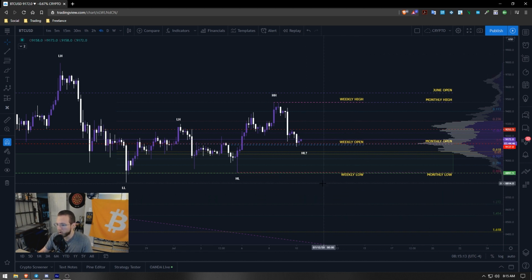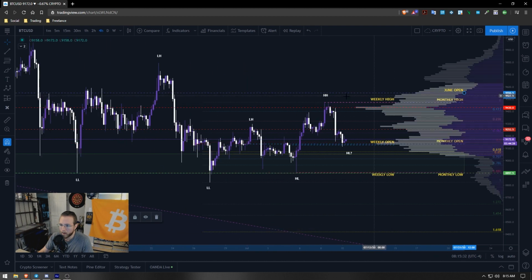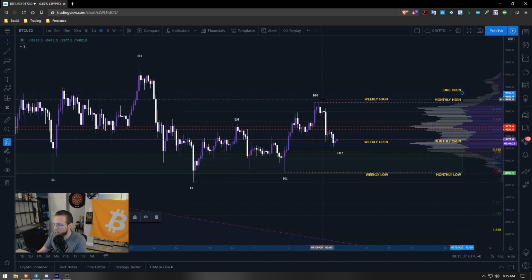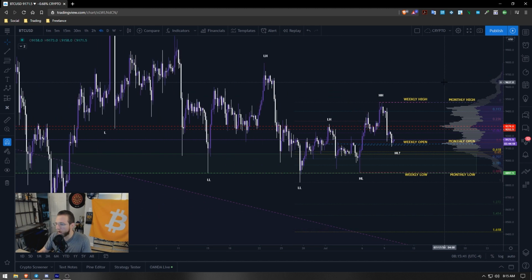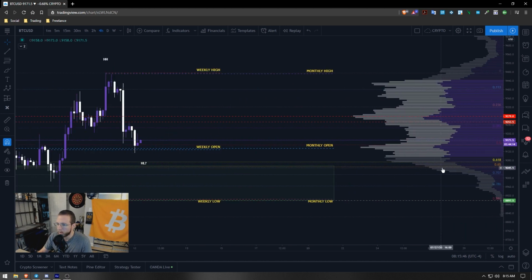Anyway, what I wanted to show here was we've got a really nice range going on here, right? So our weekly high is also our monthly high, and our weekly low is now also our monthly low. Our monthly open is also sitting right on top of our weekly open, and we've got this nice range here with our June open. I don't know why I still have this here. June open is maybe just maybe $100 or so above July's open. So I'm going to go ahead and delete that. We don't really need that anymore.